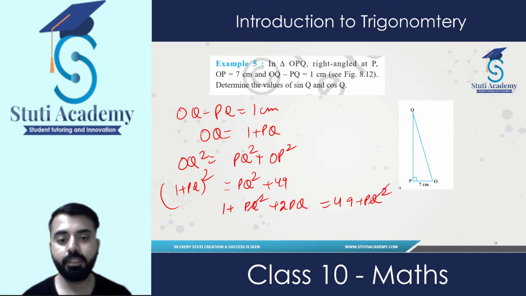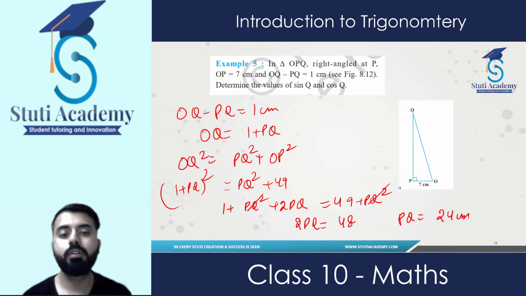This will be cancelling out. 2PQ will be 48. PQ will be 24. So PQ is 24 centimeter. Then OQ is 25 centimeter. Understood? So this is the case.